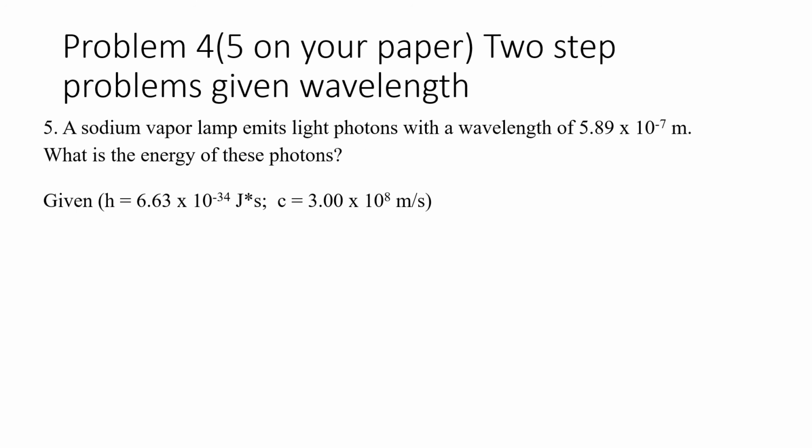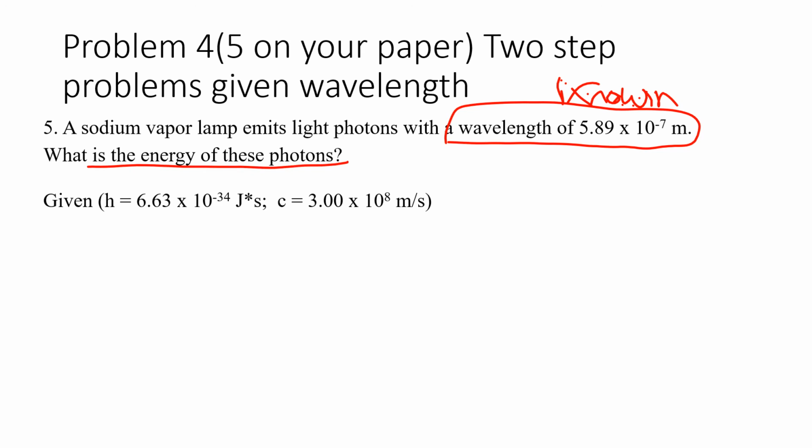Now on your paper, this is problem number 5. It's problem number 4 on this slide. This is a little different. This involves two-step problems. This time we're going to be given wavelength. So we have a wavelength right here. This is our known. We're going to have to combine two different equations in order to be able to solve the answer here. We're looking again for energy, but there's no direct connection between our unknown and our known. This involves putting the two triangles together.